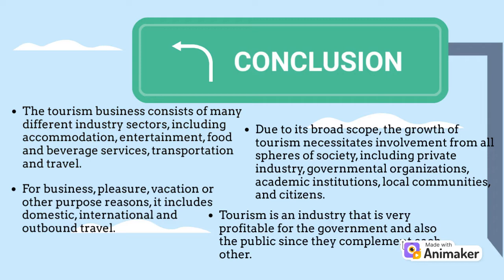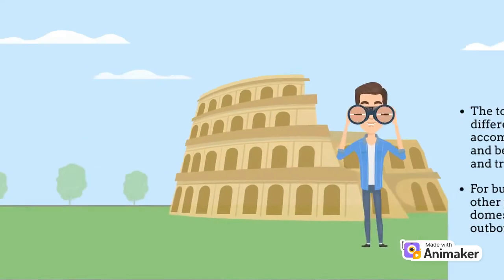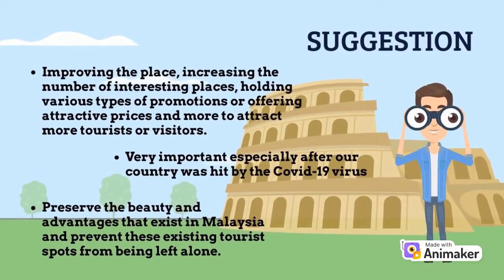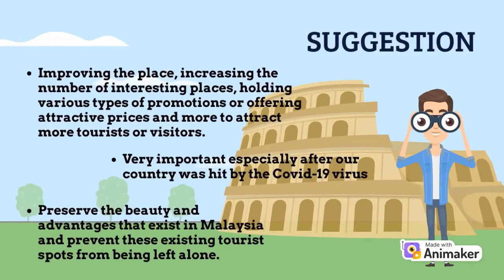We can say that tourism is an industry that is very profitable for the government and also the public, since they complement each other. As more tourists visit the country, the government should also think of ways to improve the condition and quality of the country. For example, we can further develop tourist attractions by improving the place, increasing the number of interesting places, holding various types of promotions or offering attractive prices and more to attract more tourists or visitors. This can benefit the travel and tourism industry in this country.